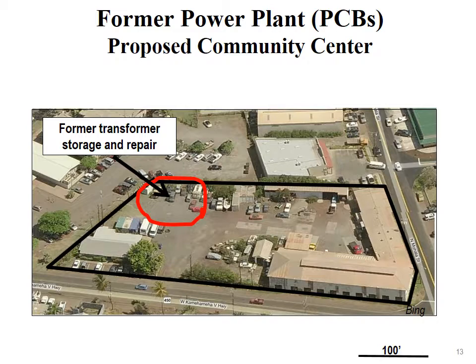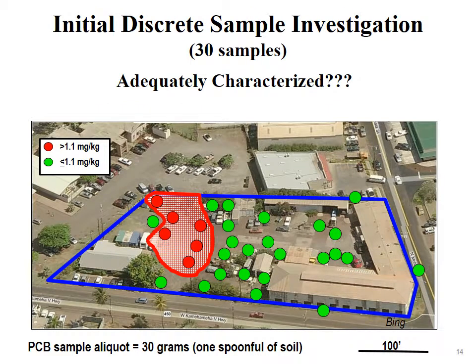Our office actually went out under a brownfields grant in the early 2000s. Before we started doing multi-increment sampling, we collected 30 discrete soil samples across the site. It was 2 or 3 acres. You can see here the results of the discrete soil samples. The areas in red are over 1.1 milligrams per kilogram, our residential screening level for PCBs in soil. And this is all surface soil data.